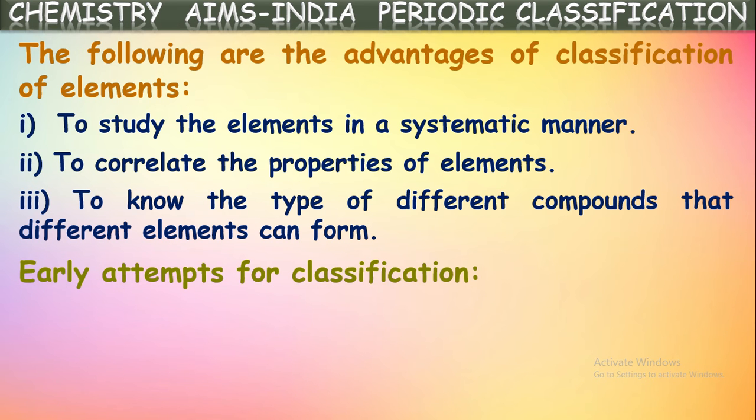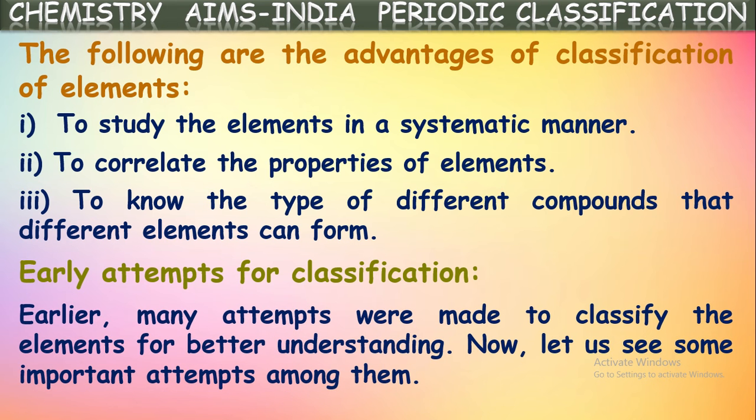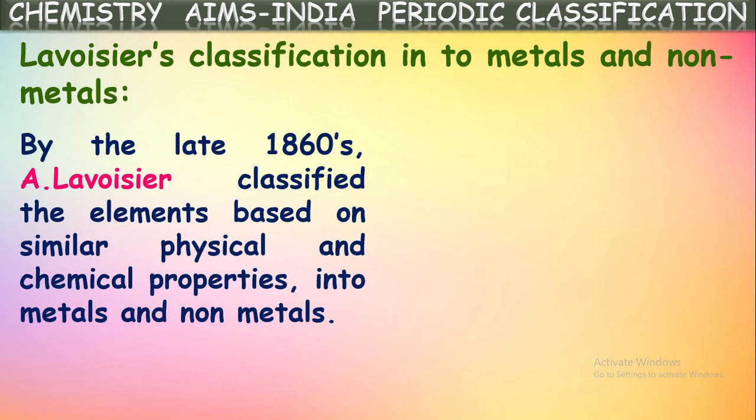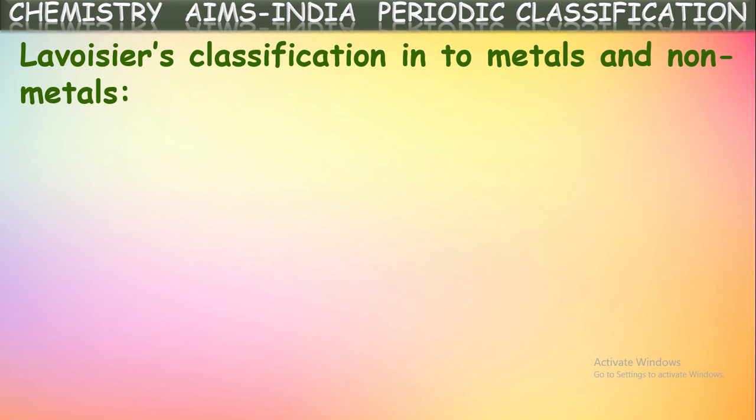Now, let us see the earlier attempts for the classification, how they tried in the earlier days, what are the limitations in those classifications, and how they gave ideas for the modern classification. Let us see all of those. Earlier, many attempts were made to classify the elements for better understanding. Now let us see the important attempts among them. So first among them is Lavoisier's classification into metals and non-metals.